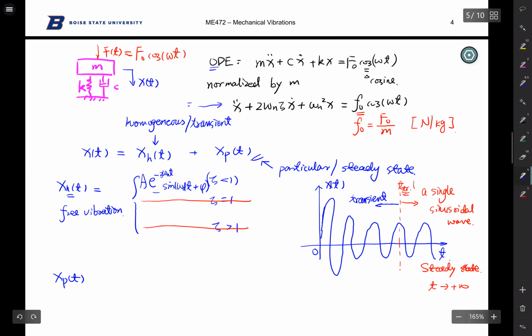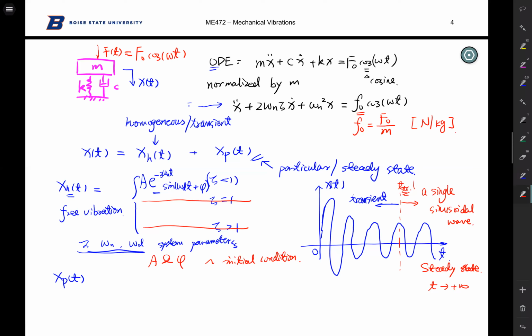You already learned this from free vibration. Your zeta, omega_n, omega_d are all system parameters. That means if you know your M, C, and K, you can easily calculate zeta, omega_n, and omega_d from the free vibration lectures. And the things to be determined are A and phi. They are related to your initial conditions. But one thing you have to pay attention to: in free vibration, if you want to find your A and phi, you don't care about your x_p. You can directly plug in your x_0 and v_0 and get your A and phi, right?